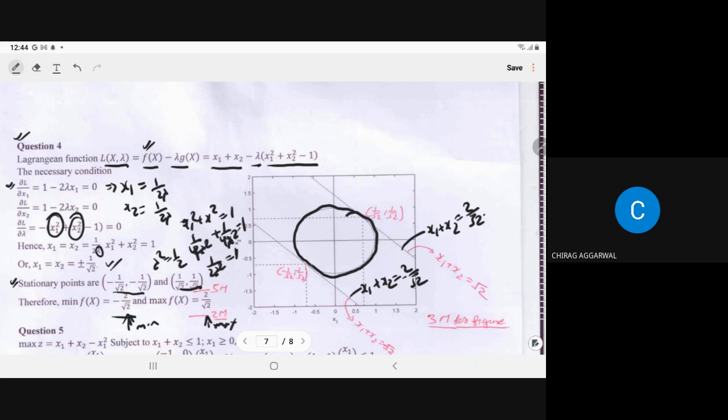So at this point we have the coordinate 1 by root 2, 1 by root 2. Here we have the coordinate minus 1 by root 2, minus 1 by root 2. So over this constraint, the objective function takes the maximum and minimum value 2 upon root 2 and minus 2 upon root 2 at the points 1 by root 2, 1 by root 2 and minus 1 by root 2, minus 1 by root 2. That is what we have explained pictorially here. So it is a little different type of question.